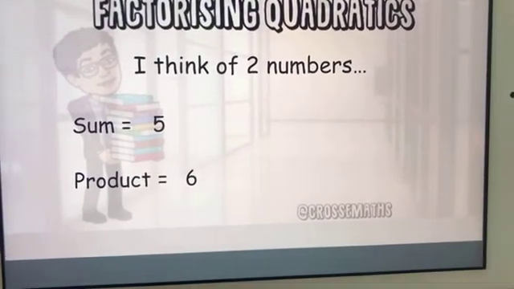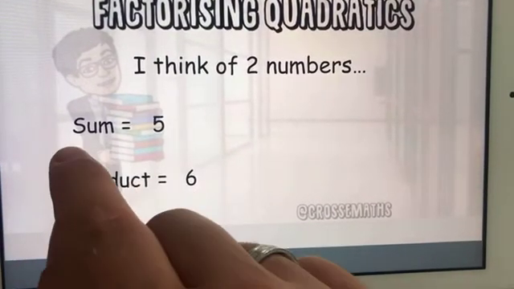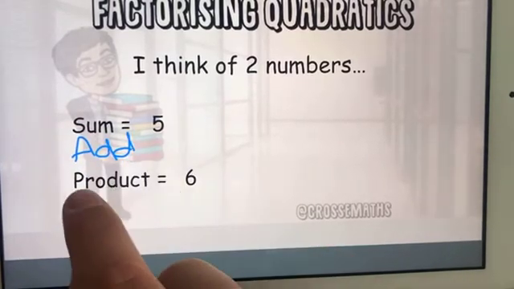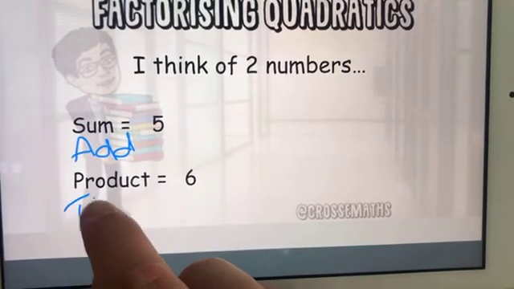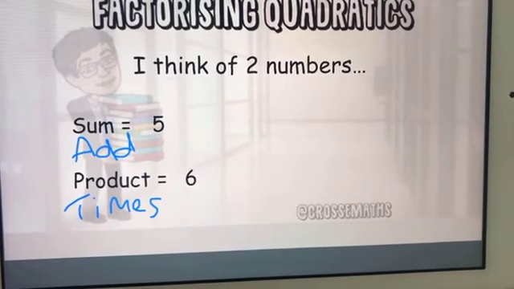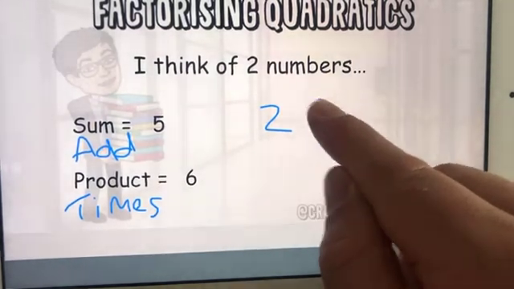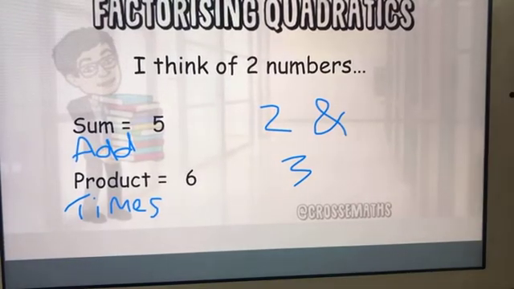Right, guys, so first things first. I'm going to give you 30 seconds. I think of two numbers. Sum means add, so they add to make 5, and they times to make 6. What are my two numbers? 30 seconds. These two numbers would have to be 2 and 3, because 2 times 3 is 6, and 2 add 3 is 5.